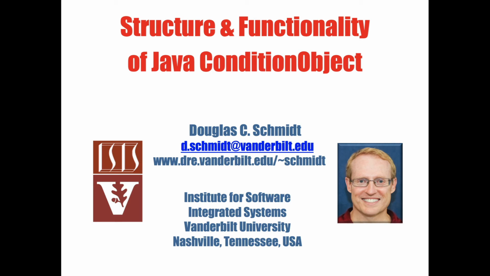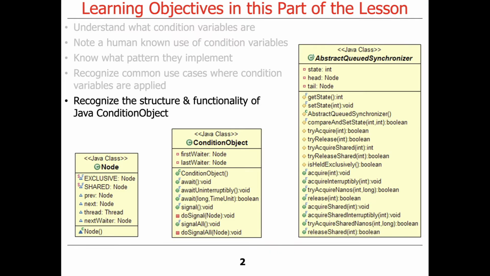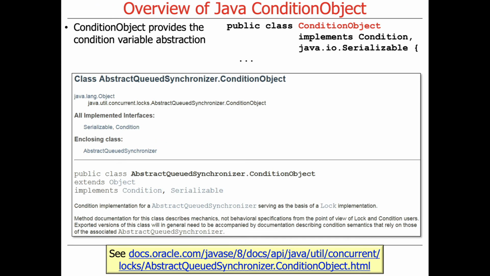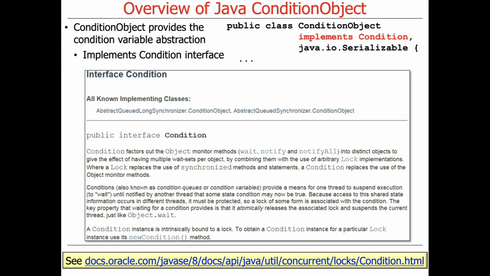So at long last, we're finally able to start discussing Java ConditionObject as a class, and we're going to focus on its structure and functionality. And you'll see that there's a lot of interesting things taking place here. So ConditionObject is a class, just like ReentrantLock is a class, or just like Semaphore is a class, and so on and so forth, that provides the condition variable abstraction to Java programmers. And you can see it's a public class, and it implements the Condition interface.